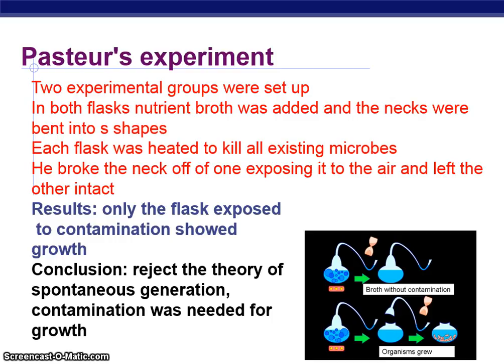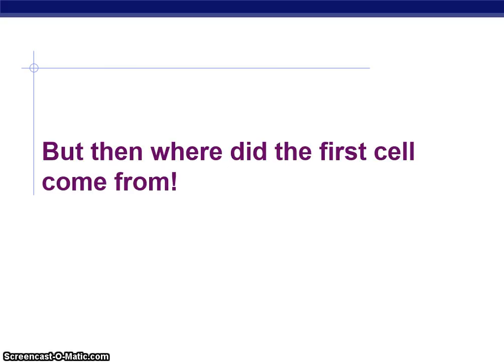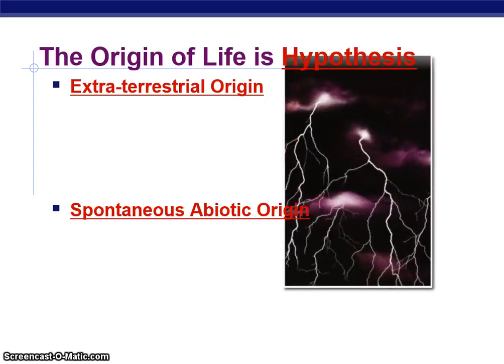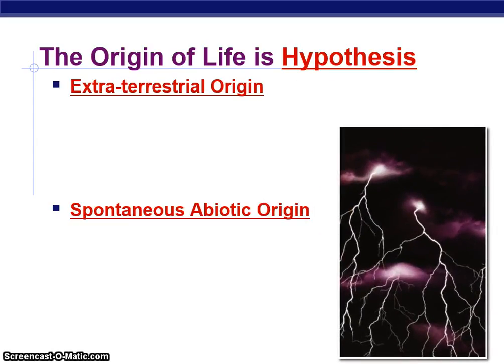Okay, so now we know there's evidence to support this idea that all cells come from pre-existing cells. But where did the first cell come from? That whole chicken egg idea. There's lots of ideas about where that first cell could come from. One of them is extraterrestrial origin.